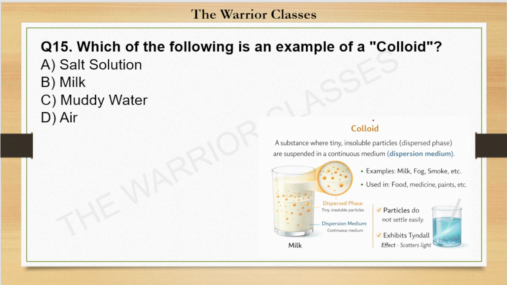Now moving to the next question. Which of the following is an example of colloid? The options here are salt solution, milk, muddy water, or air. A colloid, we can say, is a heterogeneous solution where one substance does not mix with the other. The correct answer will be option B, milk. Other examples of colloids are milk, fog, smoke, etc., where the particles do not settle easily and exhibit the Tyndall effect, which scatters light.